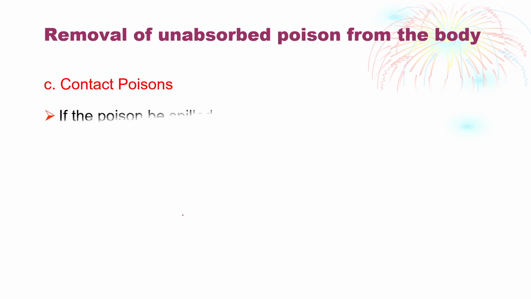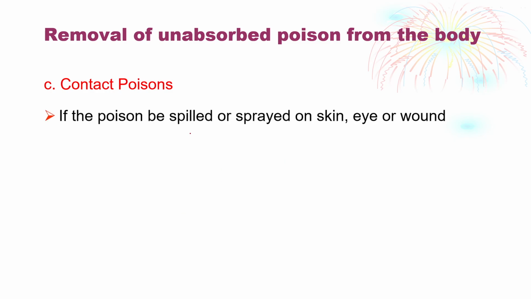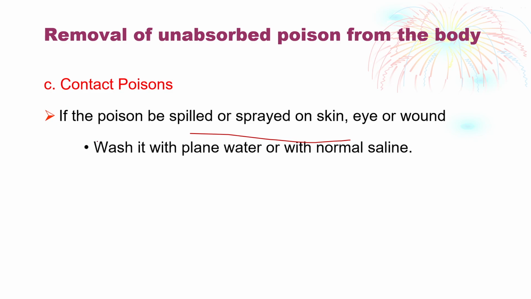Now the third one is the contact poison. If the poison has been spilled or sprayed on the eyes or on wounds, washing is the first step. Wash with plain water or with normal saline. So these are the different ways by which we can remove unabsorbed poison.